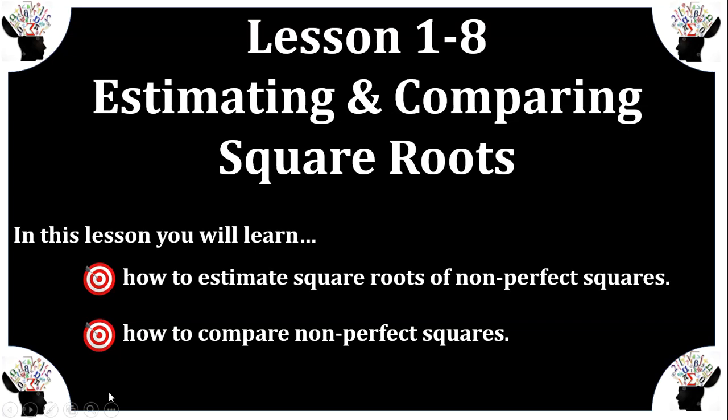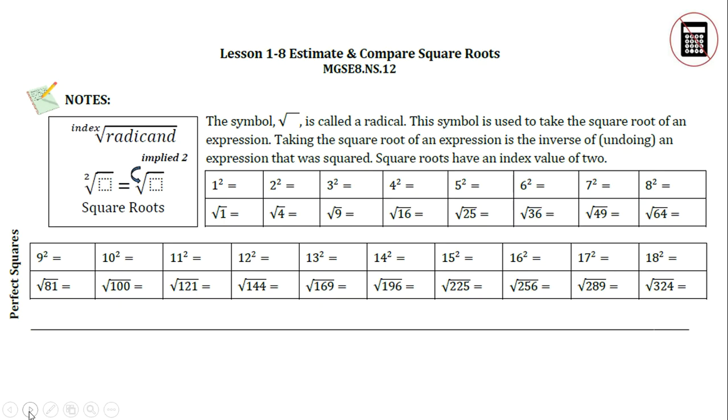In this lesson, we're going to learn how to estimate square roots of non-perfect squares and compare them. So let's take a look first at what a perfect square number is. A perfect square number is a number in which an integer has been multiplied by itself, raised to an exponent of 2. So 1 squared we know is 1, 2 squared is 4, 3 squared is 9, 4 squared is 16, 5 squared is 25, 6 squared is 36, 7 squared is 49, 8 squared is 64. So all of these numbers are considered perfect squares because I simply multiplied a number by itself to get that product.